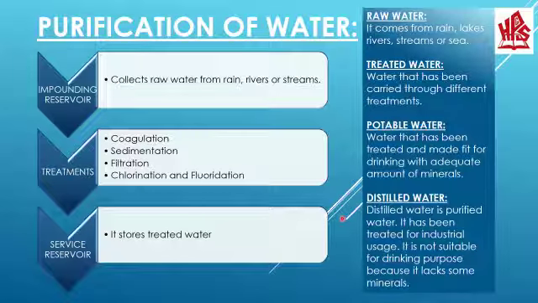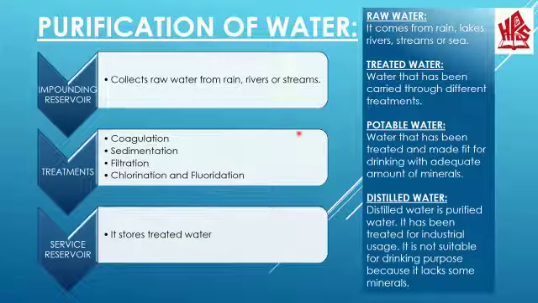Purification of water. How can water be purified and made suitable for drinking purposes and other uses? First of all, raw water from rain, rivers, or streams is collected into the impounding reservoir. This raw water is then passed through different treatments, different techniques, and then collected into the service reservoir, which stores the treated water. The treatments included in the purification of water are coagulation, sedimentation, filtration, and lastly, chlorination and fluoridation.